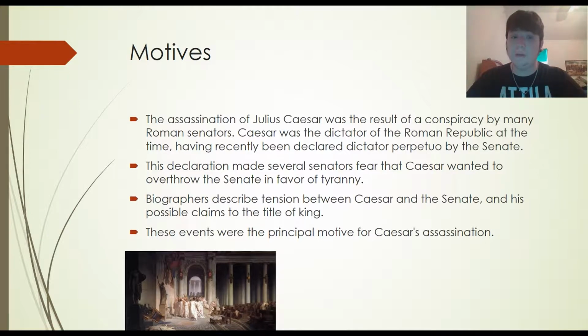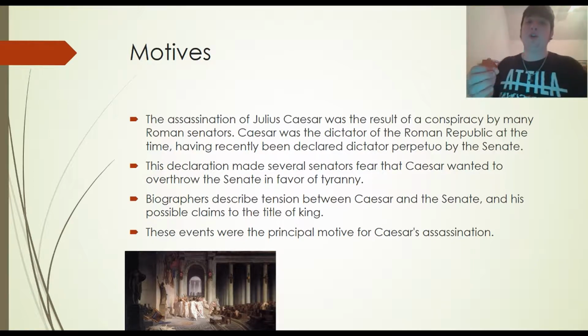So this declaration by the Senate made several senators fear that Caesar wanted to overthrow the Senate in favor of tyranny. Biographers describe tension between Caesar and the Senate, and his possible claims to the title of king, or the fact that the title of king might have been thrust upon him by people such as Mark Antony and the lower classes of the Roman populace, due to their love for him and their belief that he could single-handedly rule the Roman Republic. These events were the principal motive for Caesar's assassination and what would lead to the remembrance of the Ides of March and the downfall of the Roman Republic.